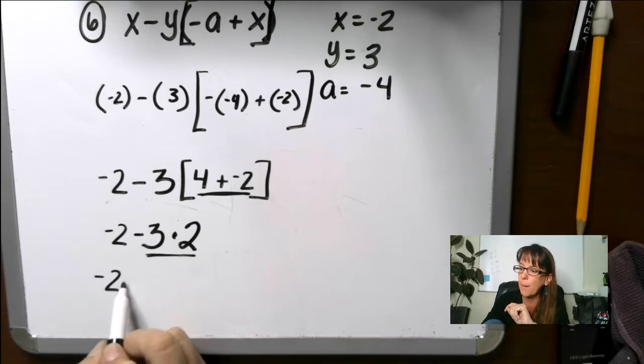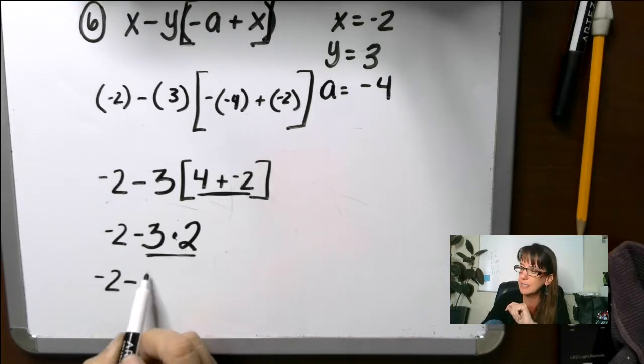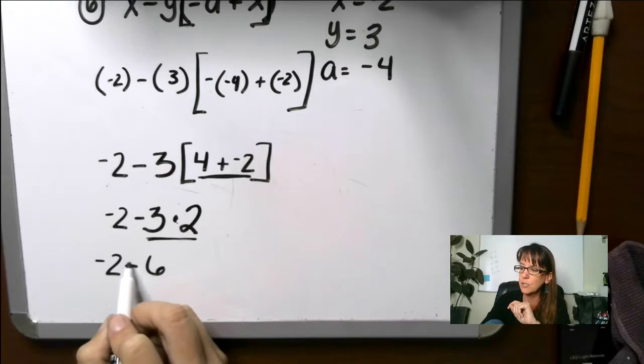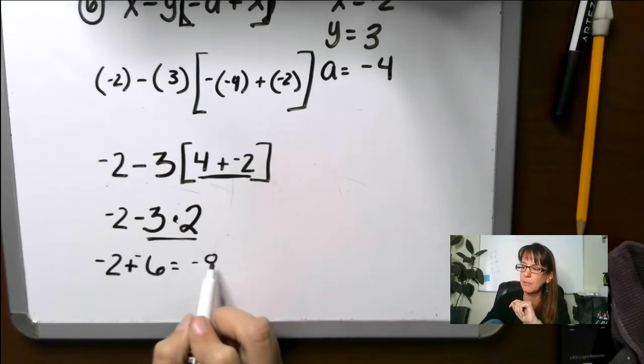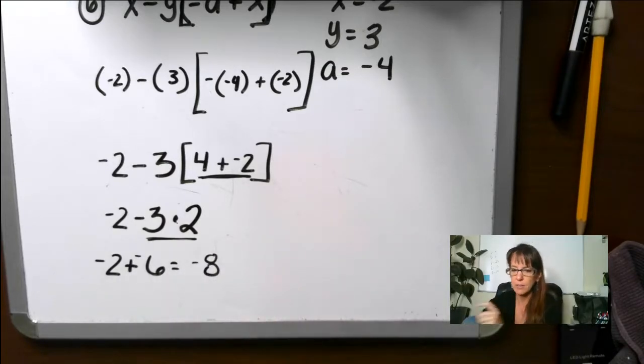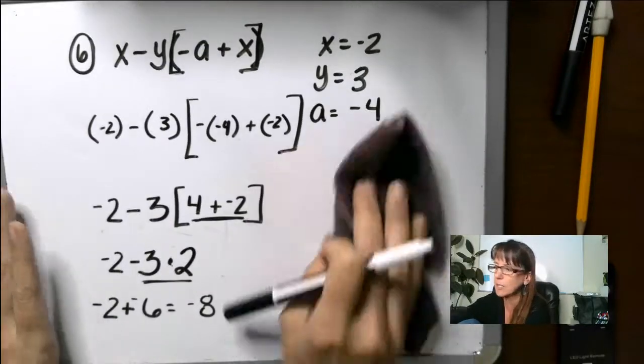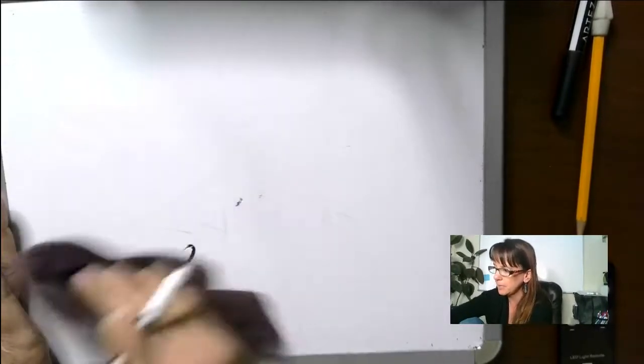So we're going to do -2 minus 3 times 2 is 6. Now, it's easier to add the opposite, so we get -8. Okay, so that was 6. We got 2 more examples, and then we'll do the practice problems here.